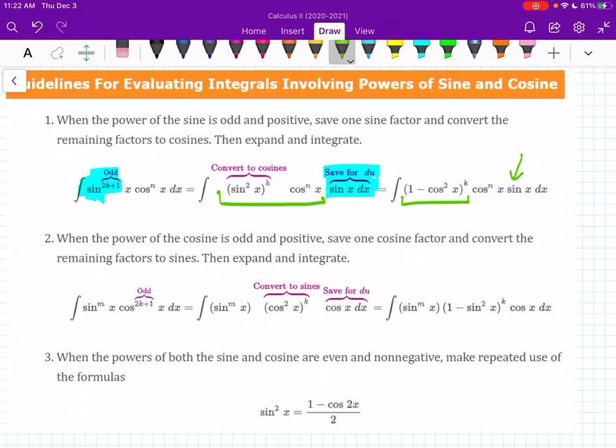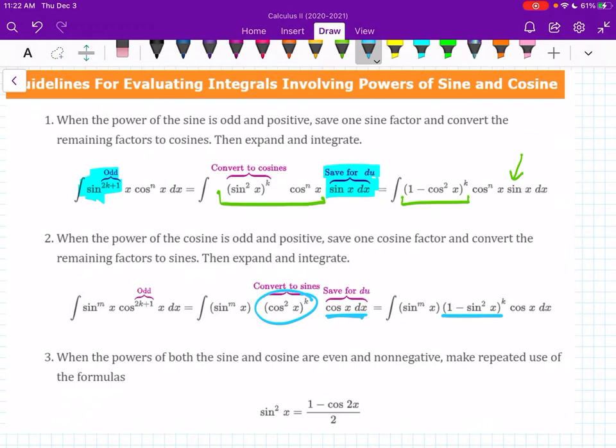Okay, same thing if I have an odd power of cosine. So if I have an odd power of cosine, I'm going to save one of those cosines for my u sub. This is going to be an even power of the cosine. And then I am going to change those to be sines. So we're going to do these in the next example, so you'll get some practice and see what this looks like with actual numbers.